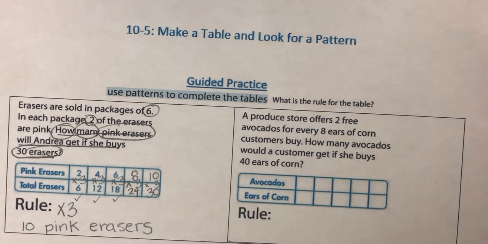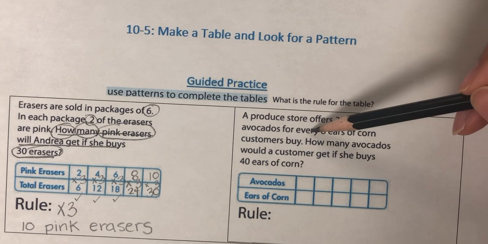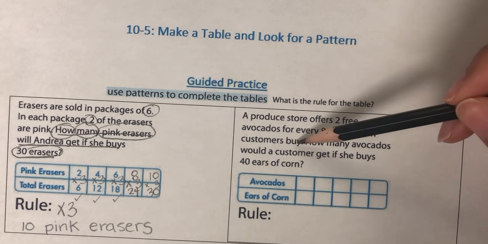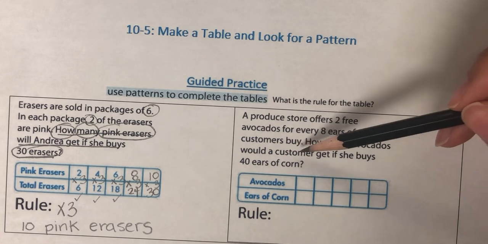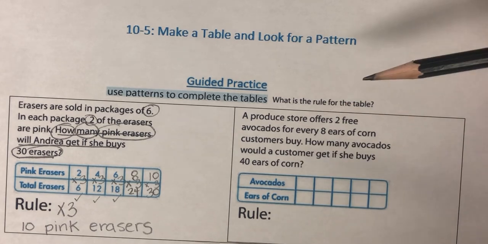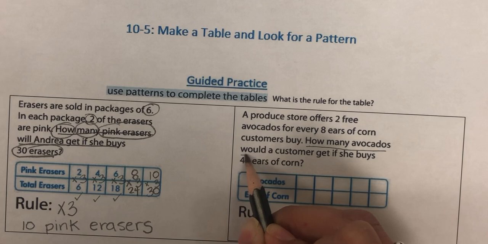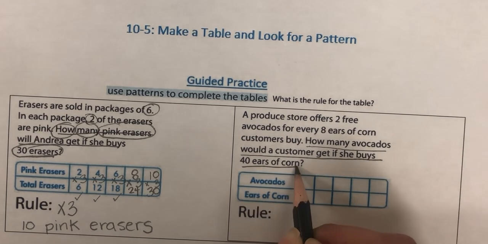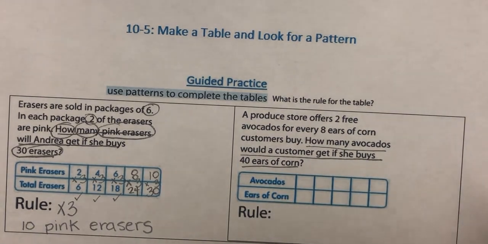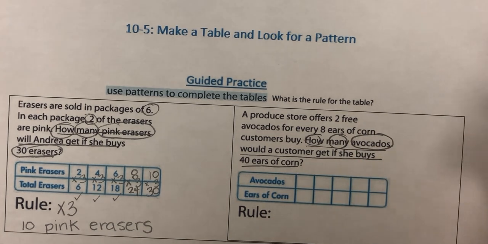Let's take a look at the next one. A produce store offers 2 free avocados for every 8 ears of corn customers buy. How many avocados would a customer get if she buys 40 ears of corn? So let's go ahead and underline that question. We're focusing on what this problem is asking us. We want to solve for the number of avocados. How many avocados if she buys 40 ears of corn?